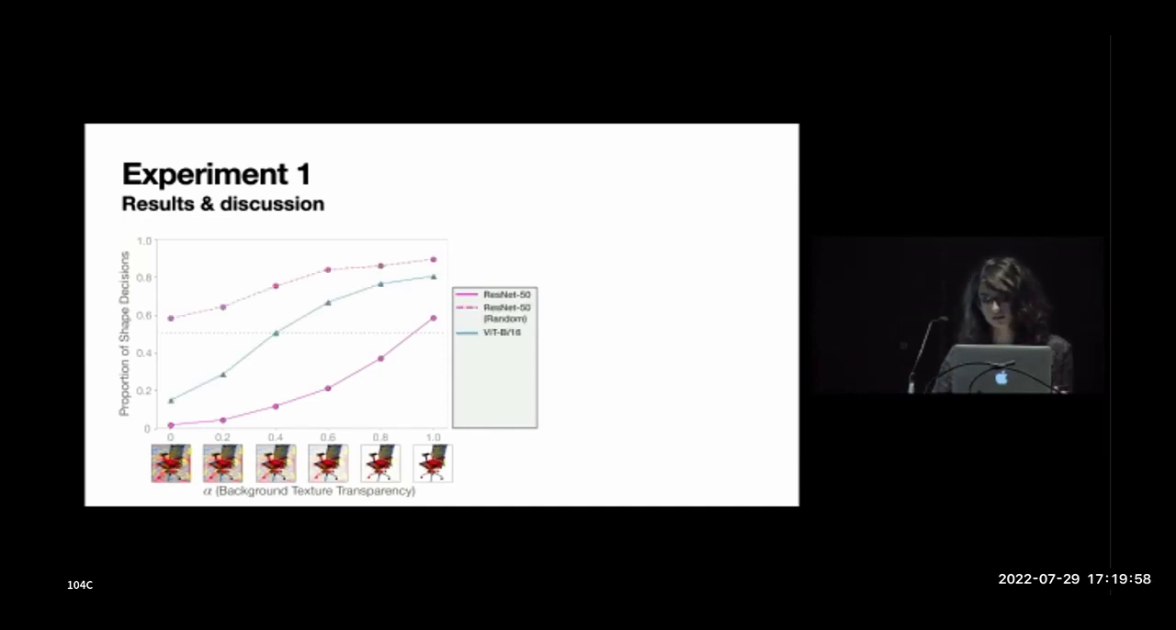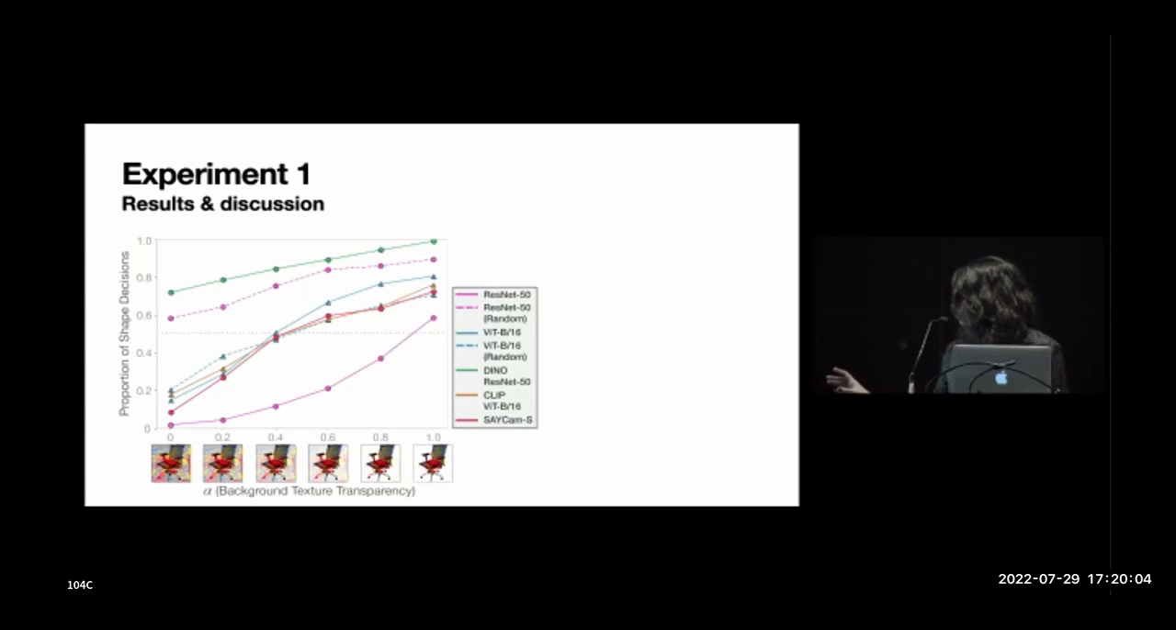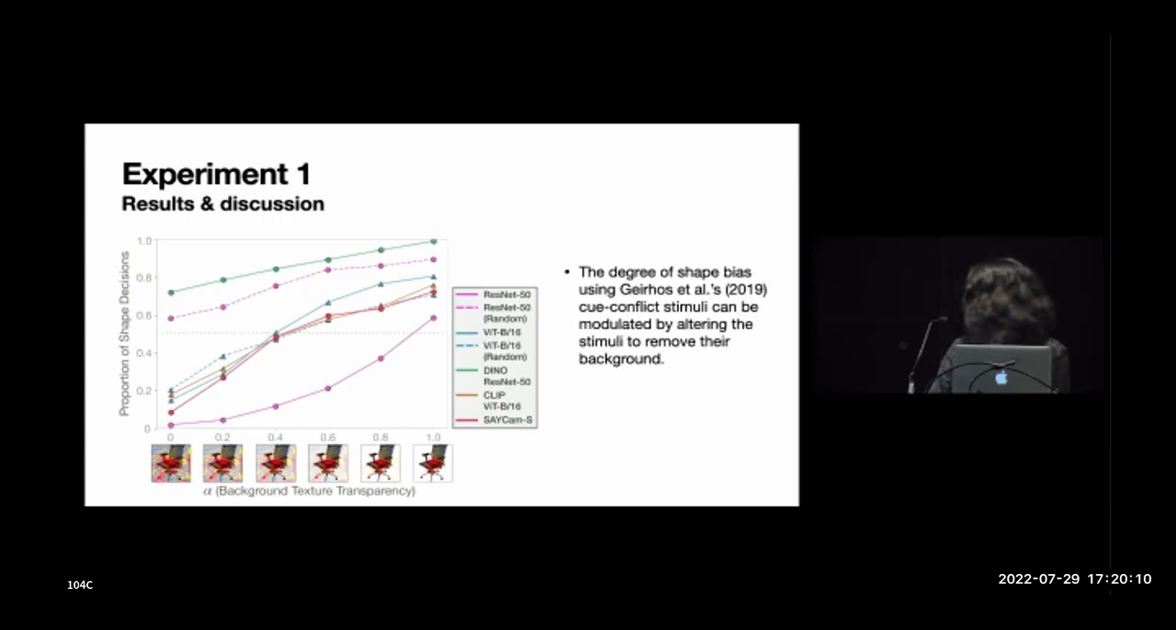Ticking through the rest of the models, we found this pattern in every model that we tested. And when alpha equals 1, all of the models we tested exhibited a shape bias above chance levels. So this demonstrated that the degree of shape bias using Geirhos et al.'s cue conflict stimuli can be modulated by altering the stimuli to remove their background, which more closely resembles the developmental setting where the background is typically irrelevant.